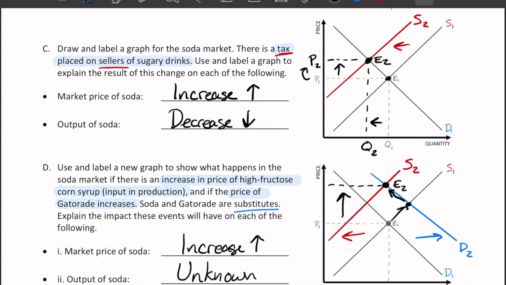Take some time to take a look at the backside, work through the backside on your own. And the answer key is available for those as well. And then just reach out if there's any that you have a specific question about on the backside.